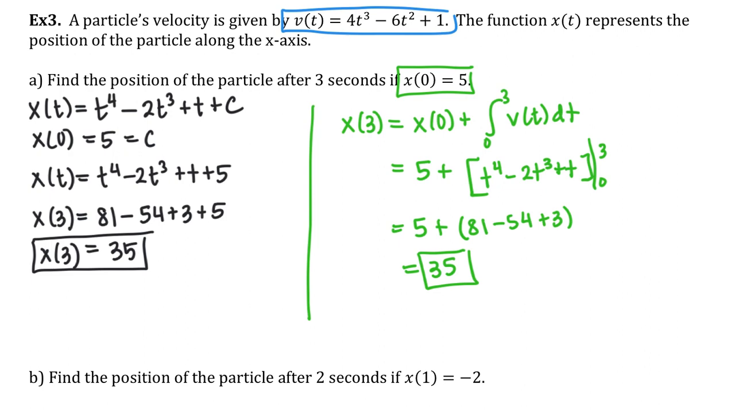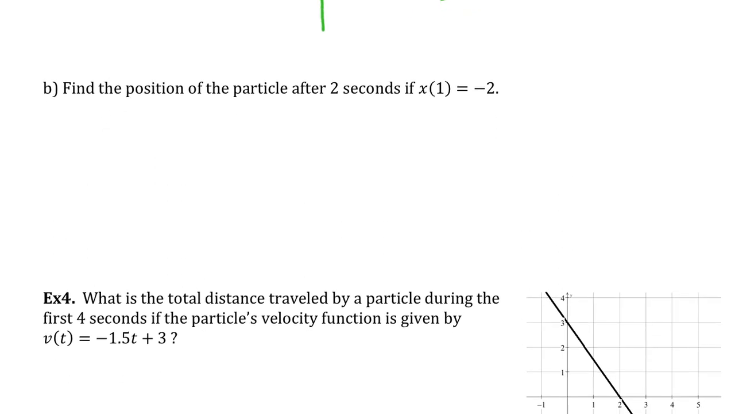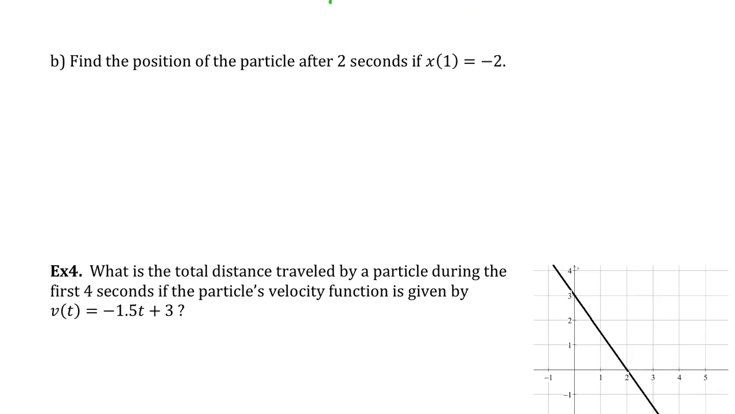Okay, now let's consider part B. Find the position of the particle after 2 seconds if x of 1 is -2. Well, this is a different scenario, so the constant would change. So I could do it the same way I had done the other problem, or I could try the second method. Let's just do the second method to mix it up.